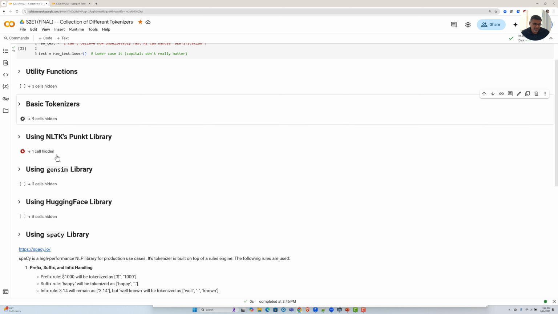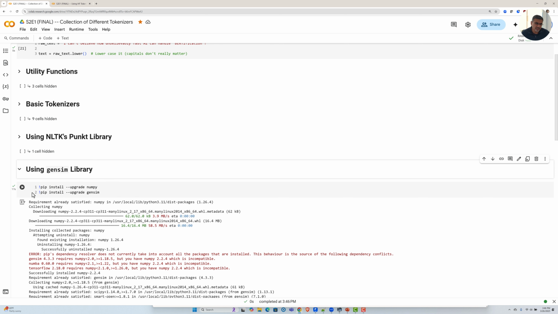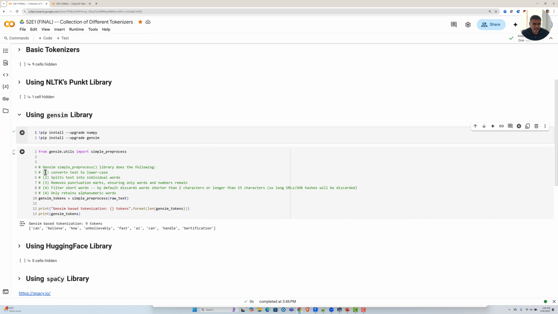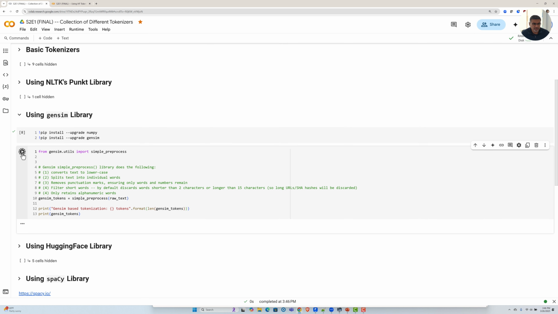There's a Natural Language Toolkit library here. Then there's this very popular library called Gensim. There's a library from Hugging Face. There's a library called spaCy, and so on. So let's look at, for example, Gensim. In Gensim, I've already installed the library, so I'm not going to run that again. What I do here is I'm going to take the raw text and pass it through this library utility called simple_preprocess.